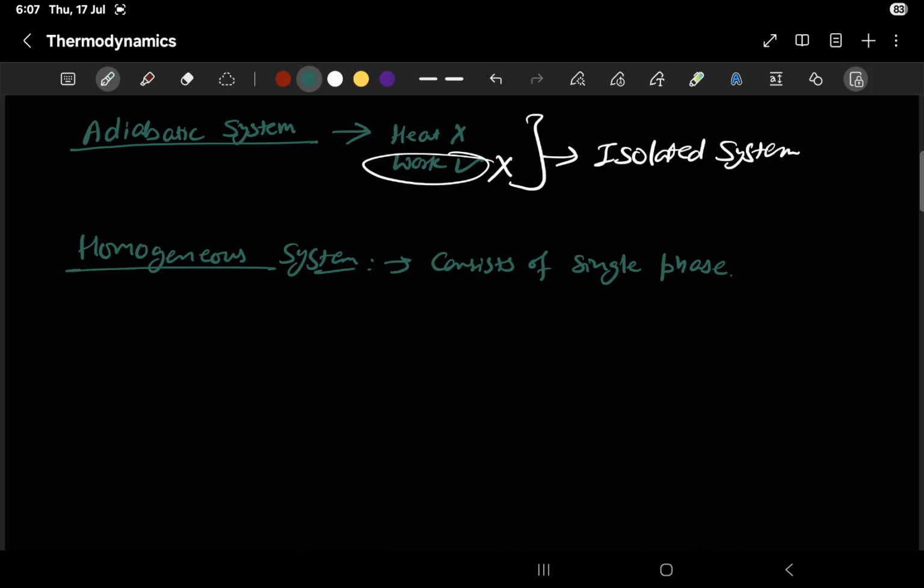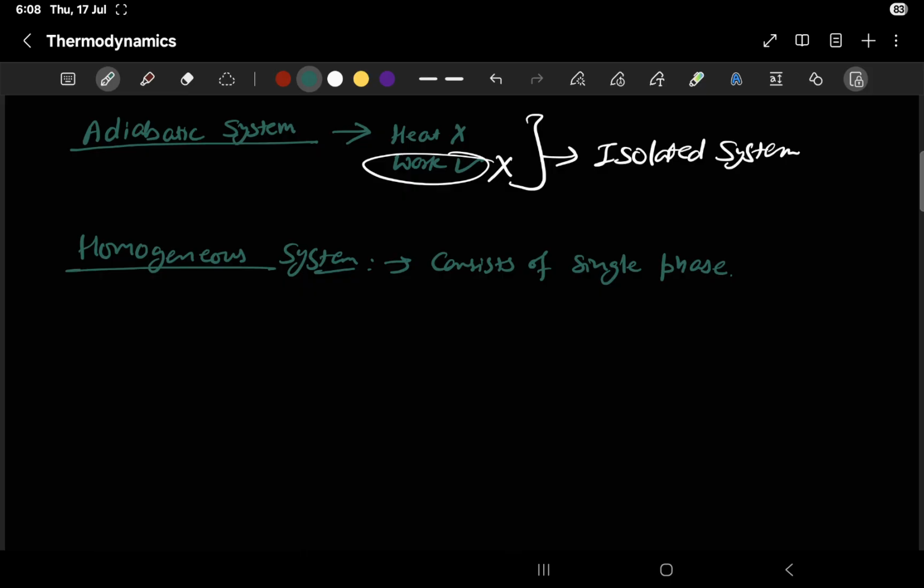Like if I say there is a system which contains entirely oxygen, this will be called a homogeneous system. A system which contains entirely liquid water will also be called a homogeneous system.